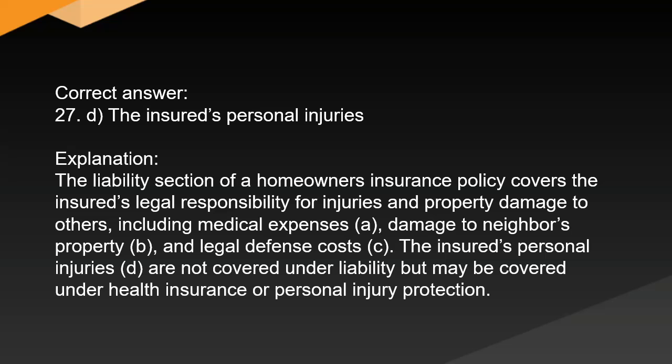Correct answer: D. The insured's personal injuries. Explanation: The liability section of a homeowner's insurance policy covers the insured's legal responsibility for injuries and property damage to others, including medical expenses. A. Damage to neighbor's property, B. and legal defense costs, C. are covered. The insured's personal injuries, D. are not covered under liability but may be covered under health insurance or personal injury protection.